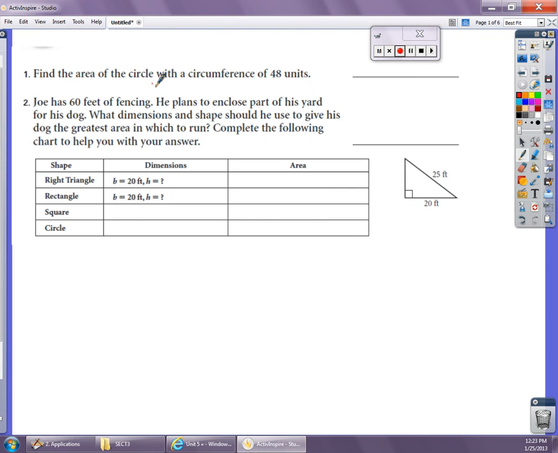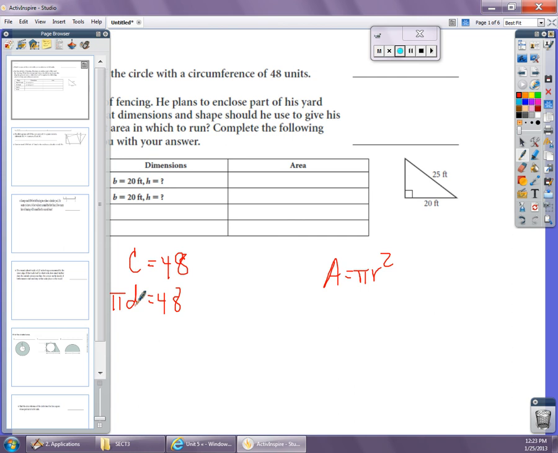First problem, find the area. I know the area of a circle is pi r squared, so the first thing I'm going to do is write down the formula. I know the circumference is 48. Well, if circumference is 48, then pi times d equals 48. In order to know the area, all I have to find is the radius. If you solve this for d, you'll be able to figure out the radius. The way you solve for d is you divide by pi on both sides.